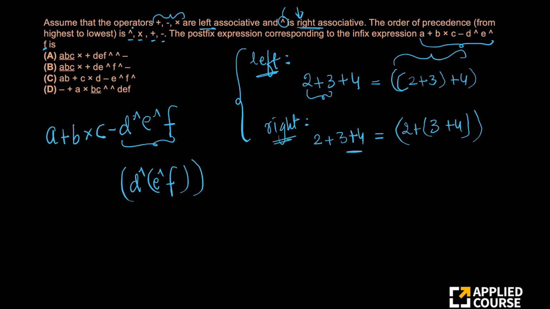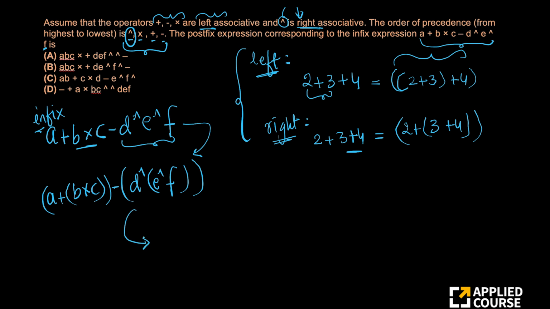So first, the highest precedence is cap, so we have resolved all the caps. The next one is star or cross. The next one is addition, so A plus. The last one is minus. So this is the overall parenthesization of this infix expression. We are given this infix expression, and what we have now is a parenthesization respecting the given precedence and the right associative and left associative nature of various operators. Now given this, what is the postfix?